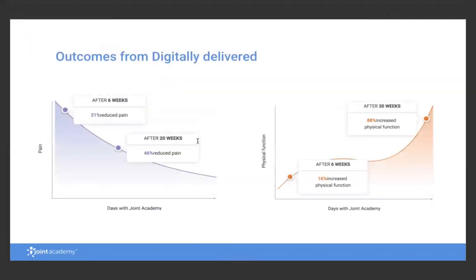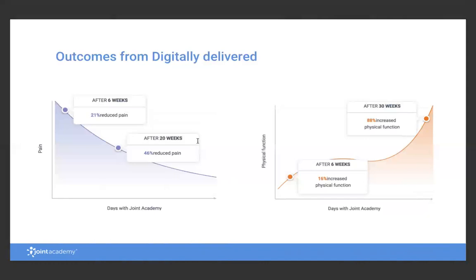So here's some more data from the digitally delivered program. After 6 weeks, there was a 21% reduction in pain, and after 20 weeks, there was a 46% reduction in pain. That's not 21% of people had pain reduction. On average, people had a 21% pain reduction after 6 weeks. On average, people had a 46% pain reduction after 20 weeks.